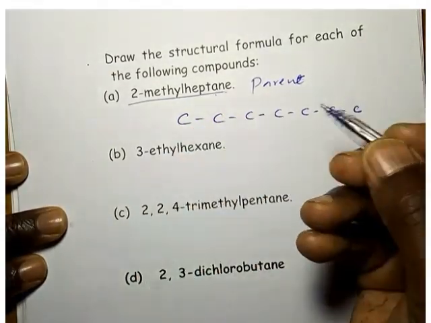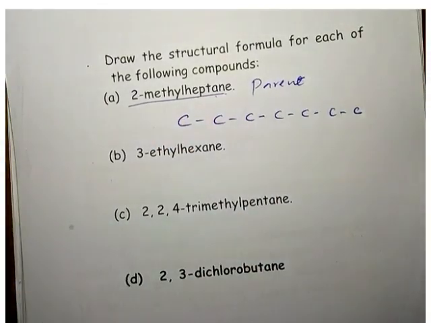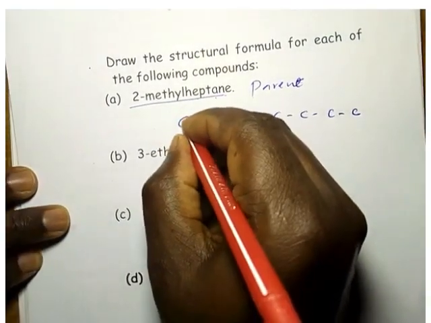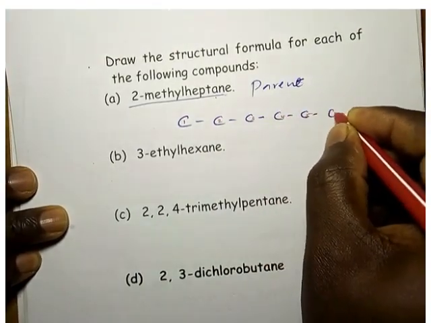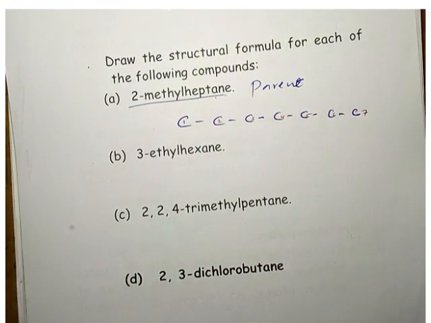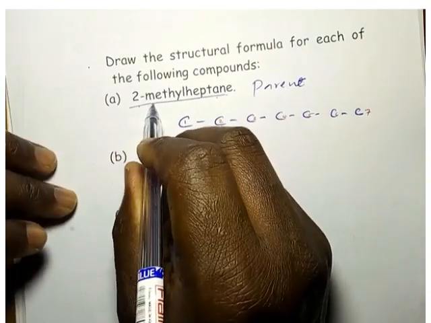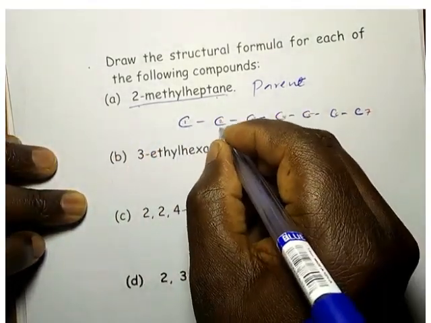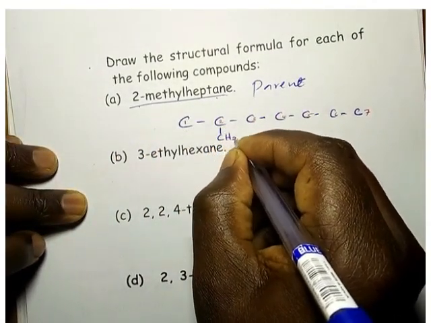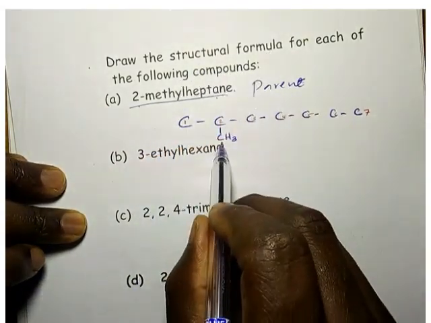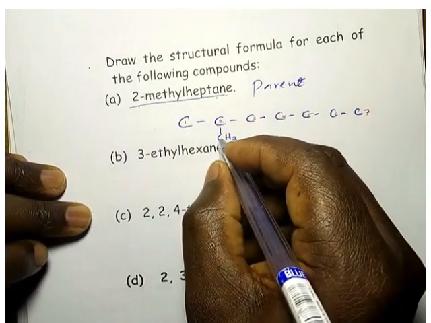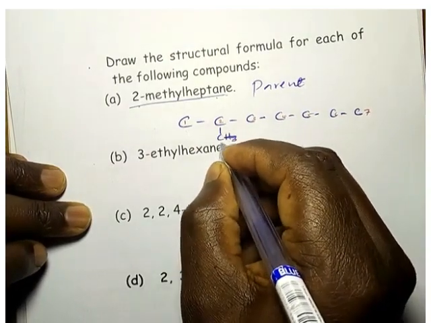And then you will now start numbering. This is carbon number 1, number 2, number 3, 4, 5, 6, 7. On carbon number 2, there is a methyl, CH3. But since you were told to give the structural formula, don't write it like this. You need to write it in open structure like this.